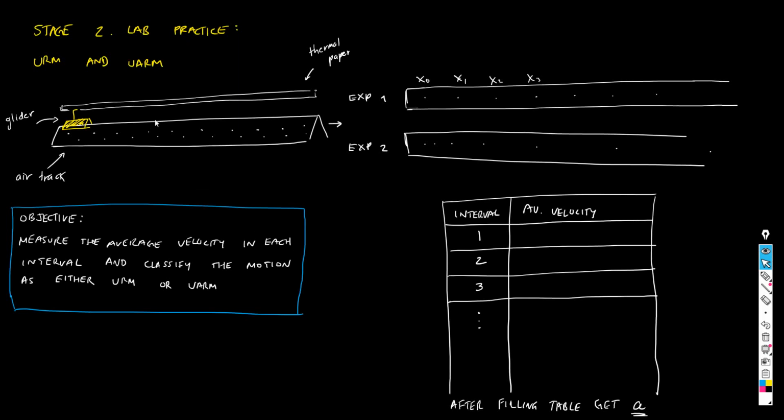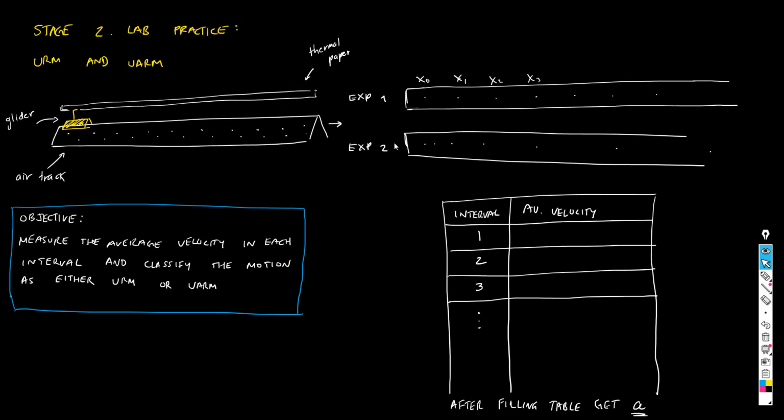So in this video class, I'm gonna explain to you, roughly speaking, the lab practice for the stage 2, which is about uniform rectilinear motion and uniformly accelerated rectilinear motion. So there will be two experiments done in the same device.